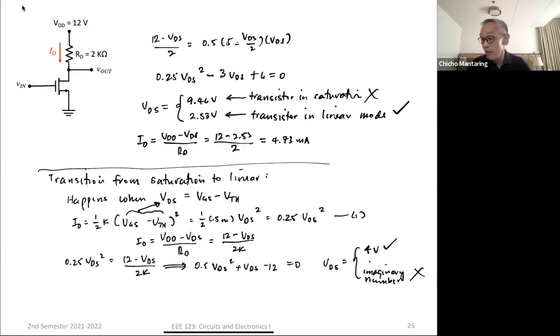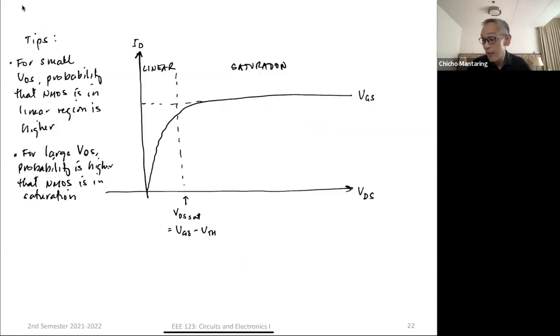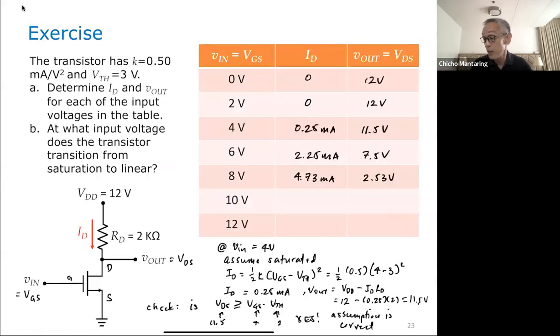So what are we saying? Balik tayo rito. That transition from linear to saturation happens for the problem I stated earlier when the value of VDS here is equal to 4 volts.